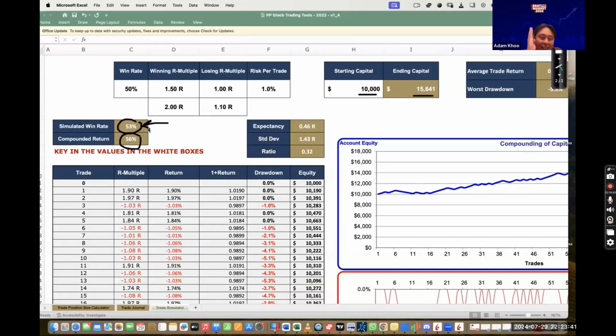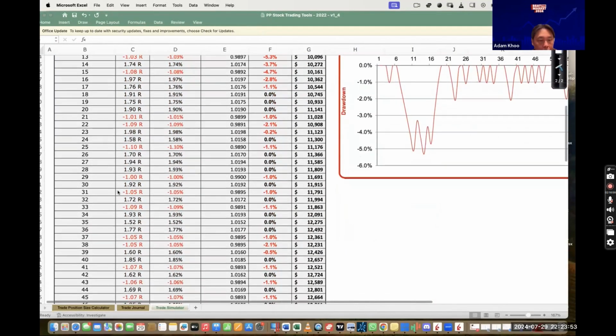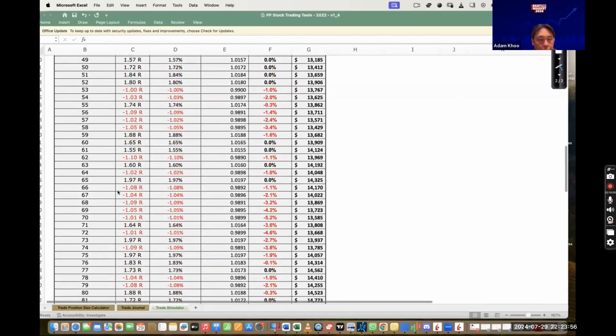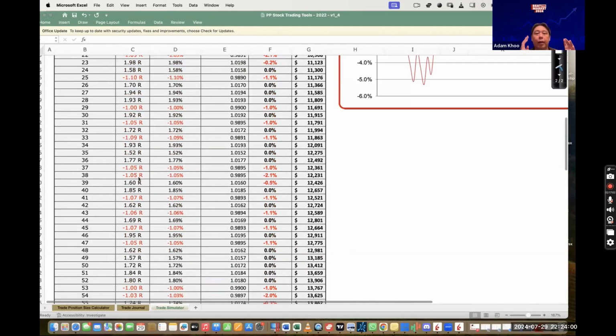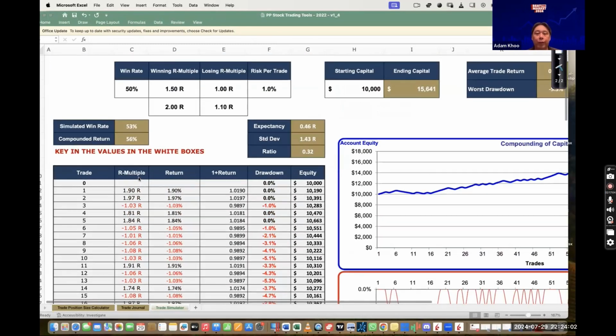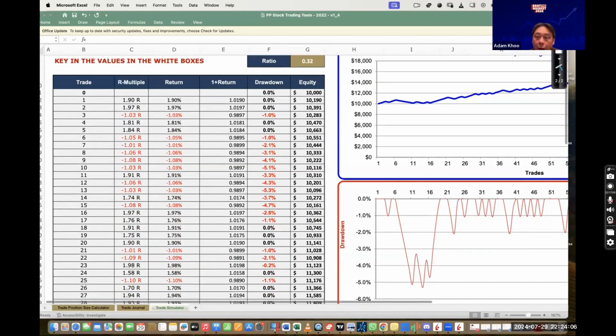Sorry, it is simple, but it's not easy psychologically, because take a look at the simulator. Take a look at the simulation of the 100 trades. Look at the 100 trades. What do you notice? At a 50% win rate, do you always get win, lose, win, lose, win, lose, win, lose? No. You get sometimes what?